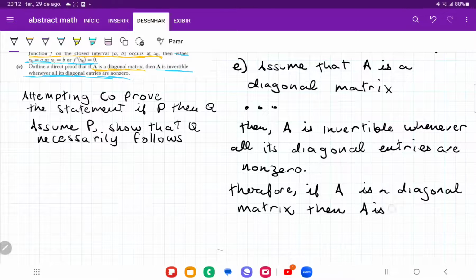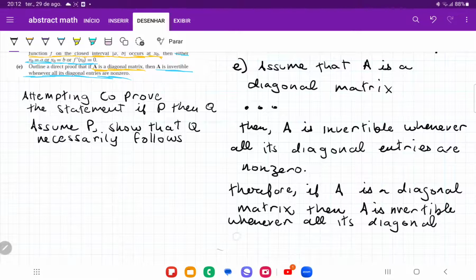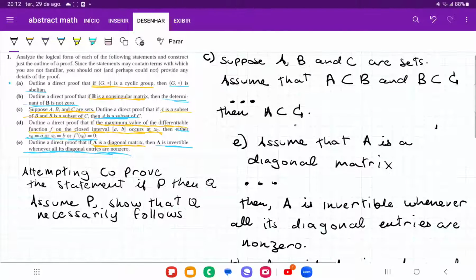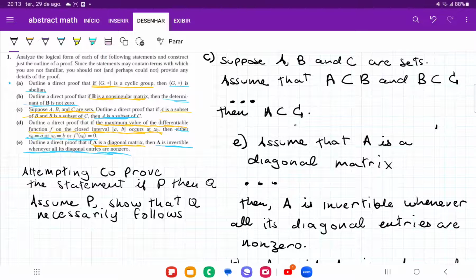Okay, and that is it for item E. So all we've done here is we've outlined a direct proof which assumes P and then shows that Q necessarily follows for these 5 items here.